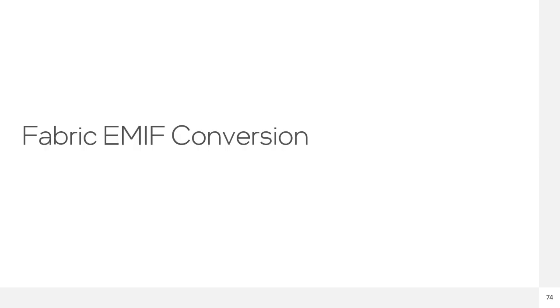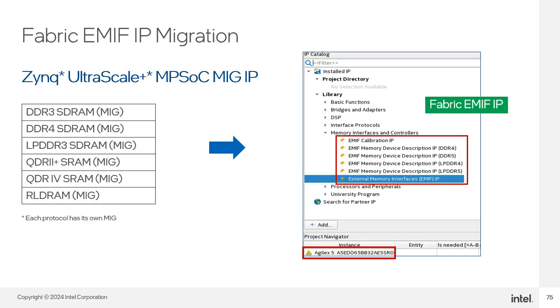In this section, we will provide an overview on how to convert the fabric EMIF IP from Zynq UltraScale+ MPSoC to Agilex 5 devices. We will look at the external memory interface IPs and how to map the competitor's IP settings to Agilex 5 EMIF IP settings. For Zynq UltraScale+ MPSoC, there is a memory interface generator for each supported protocol. For Agilex 5 fabric EMIF, all the supported protocols can be generated using the external memory interface IP.